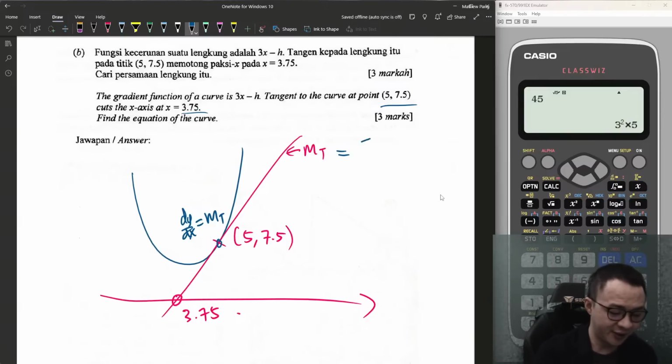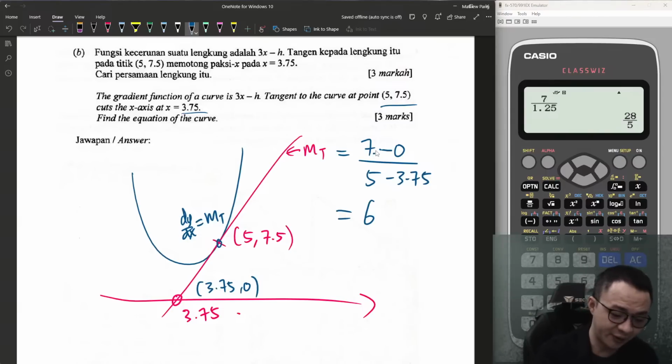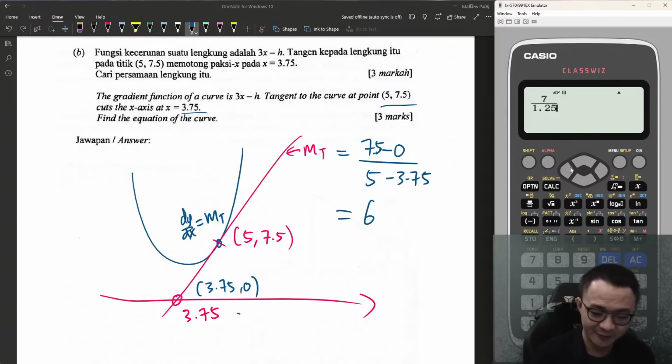So gradient of tangent is y, this coordinate is called what? (3.75, 0), right? So 7.5 minus 0 over 5 minus 3.75. You can use a calculator. I guess it's 6, isn't it? 7.5 over 1.25. Yeah, it's 6. Okay, so I know the gradient of tangent is equal to 6.